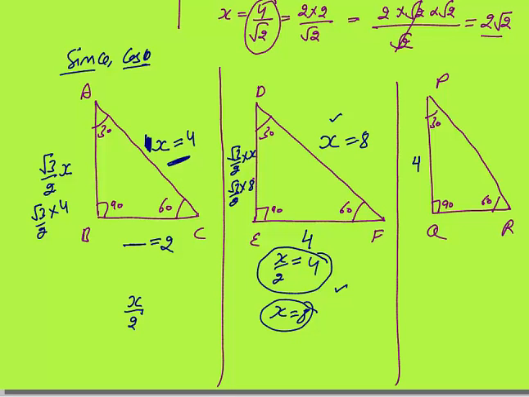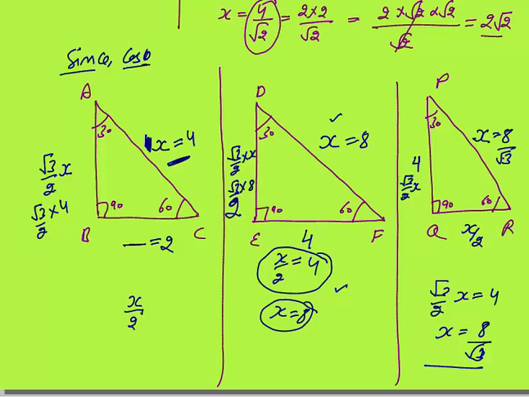So straight away, if one side is given, you can always calculate the other two sides in a triangle of 30, 60 and 90 degrees. Very, very important concept in geometry. If the side opposite to 60 is given as 4, then root 3 by 2 x is equal to 4. What will be x? x will be 8 by root 3, and x by 2 will be 4 by root 3.